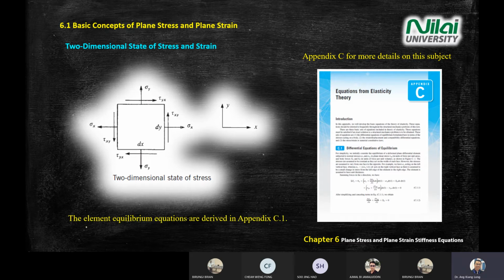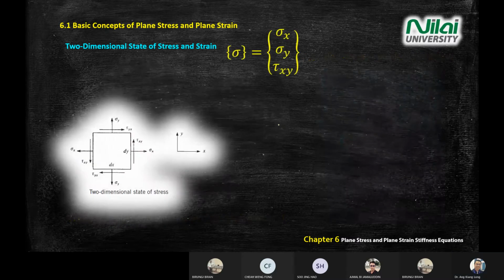So again, the element equilibrium equation can be found in Appendix C. So for how you derive the equation, you go and read Appendix C. What is our main point here is that when you come to chapter 6, when we write stress in the matrix form, we are considering the x direction, y direction, and xy direction. Again, for this chapter, we are considering the x and y plane only.